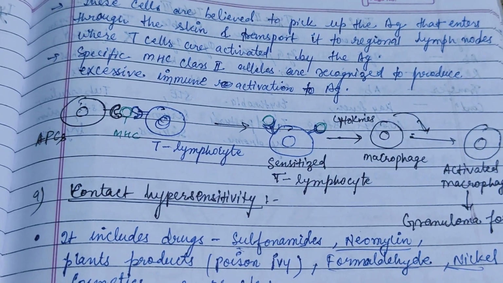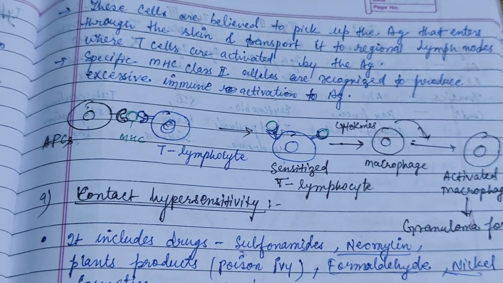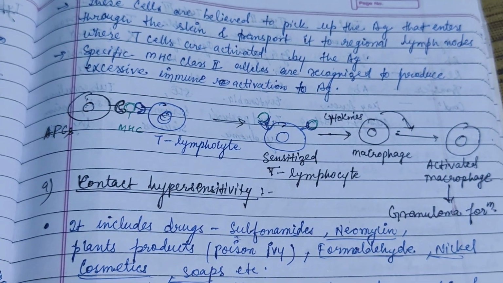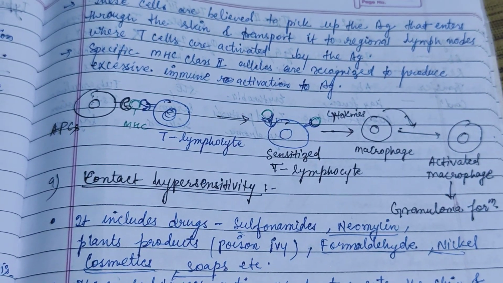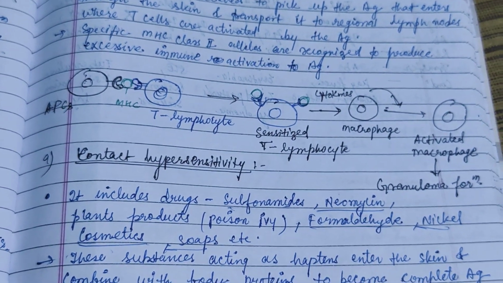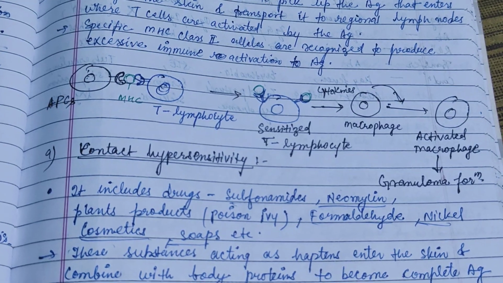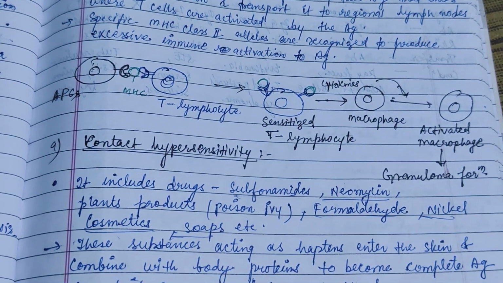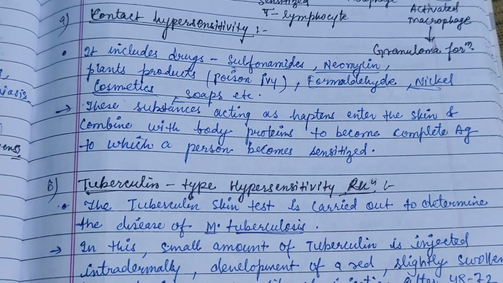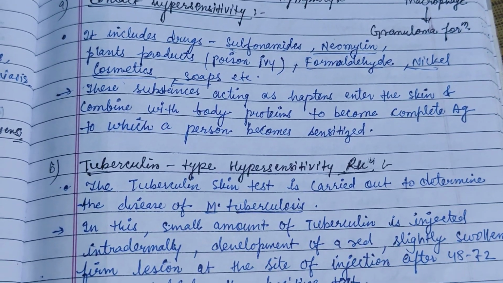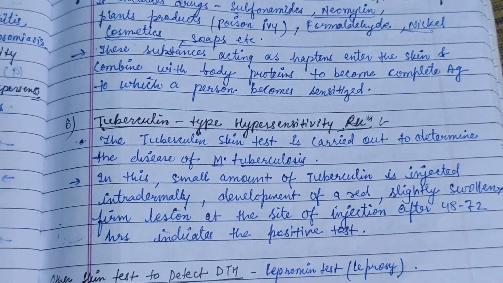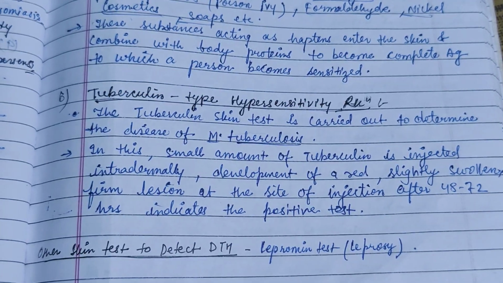The figure describes type 4 hypersensitivity, in which the APC, that is the antigen presenting cell, binds with the T lymphocyte with the help of the major histocompatibility complex, and then sensitized T lymphocytes are formed and the macrophages are activated, and the activated macrophages form the granuloma. Contact hypersensitivity includes drugs like sulfonamides, neomycin, plant products, poison ivy, formaldehyde, nickel, cosmetics, soaps, etc.